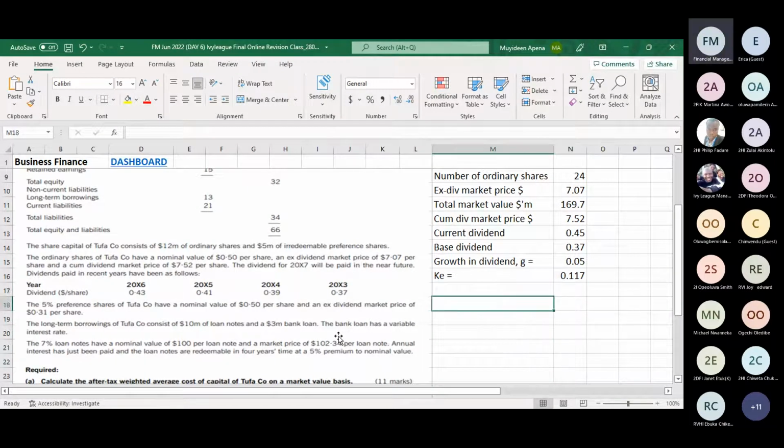So our cost of equity is 11.7, so we've dealt with equity. The other source of finance here is preference shares, we are told. So for preference shares, let's look for the details about preference shares. Do we have any details? Let's find out. Yes, I can see 5% preference shares.